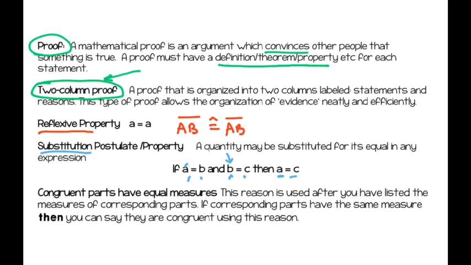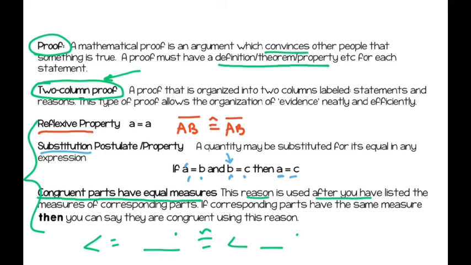The next one I mentioned back in the warm-up, and it says congruent parts have equal measures, and you can use this reason after you've listed the measures of corresponding parts. So if you've already said that this angle is equal to this many degrees and this angle is equal to this many degrees, then you can say that they're congruent because they have equal measures. And same thing with the sides. These are just some of the reasons that are pretty common to be using in a proof.